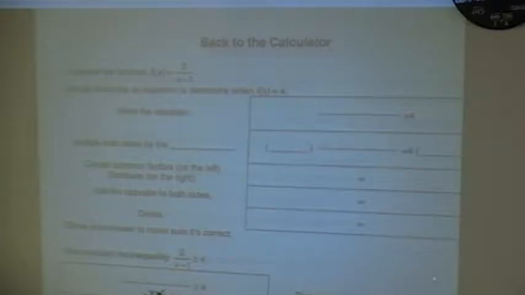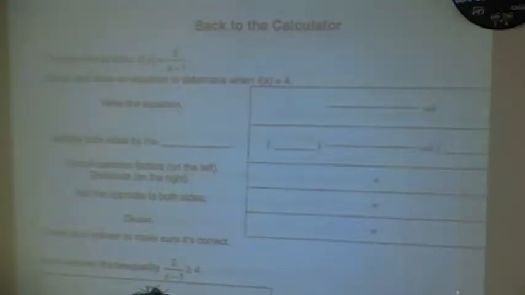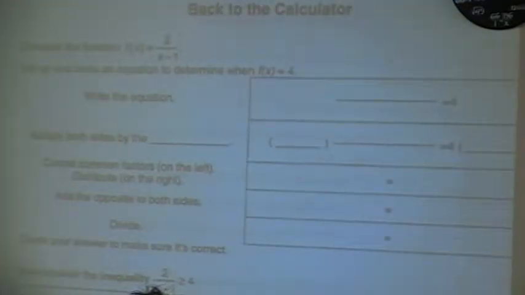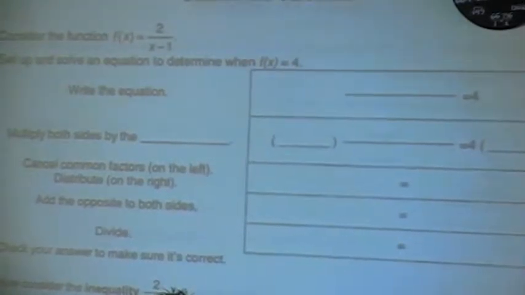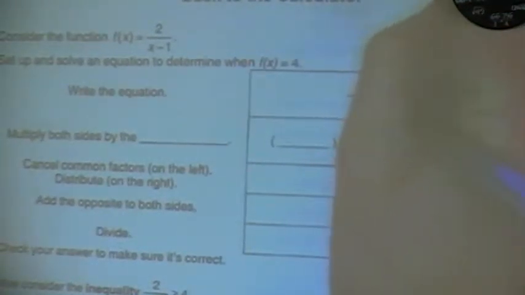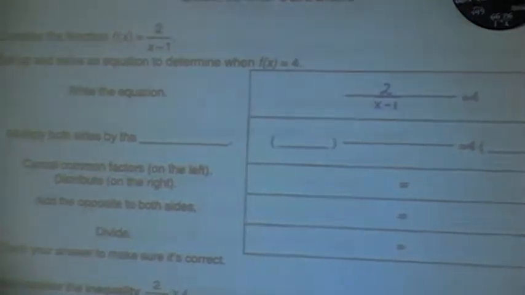Okay, so it says consider the function f of x equals 2 over x minus 1. Set up and solve to determine when f of x equals 4. So this is f of x and they want it to equal 4. So we're going to set this function equal to 4. So 2 over x minus 1 equals 4. So far so good? Alright, so we just did this.